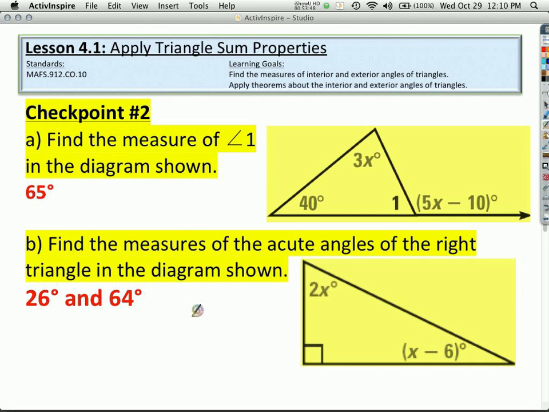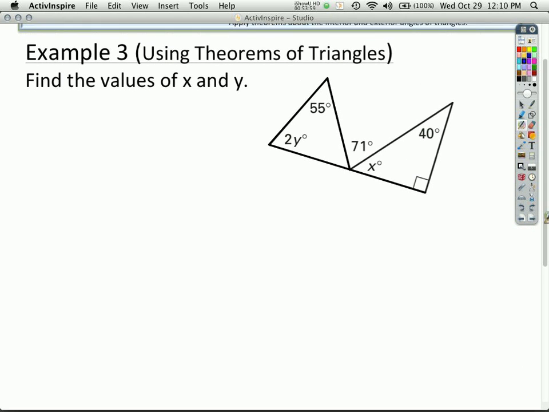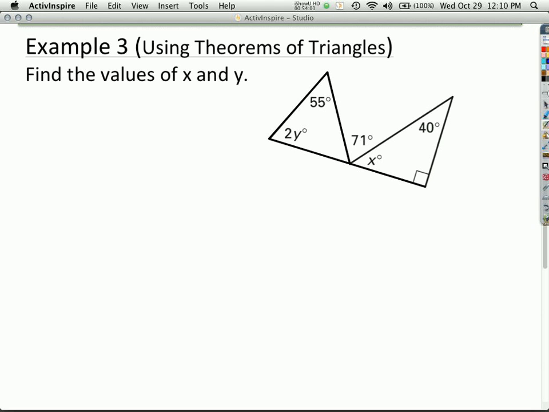Give me a thumbs up if you got both of them correct. Okay, so some of us are moving to mastery. Very good. Put your thumbs down. So, in the vein of the fact that this is geometry honors, let's take a look at this. Find the values of x and y.